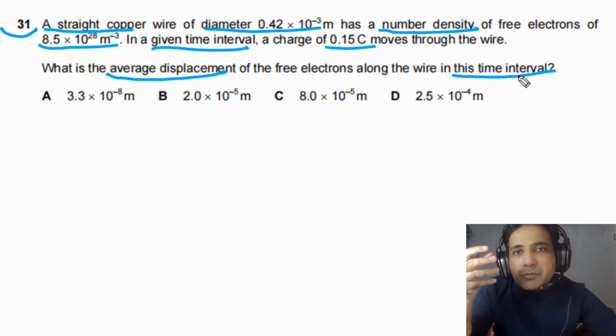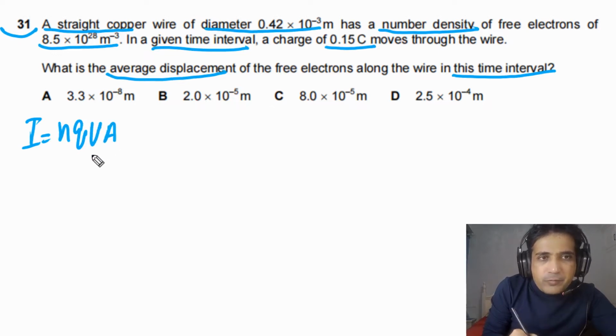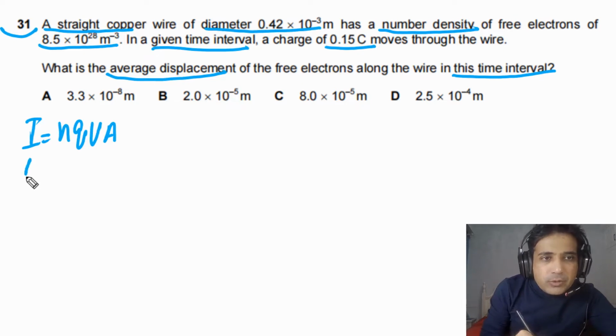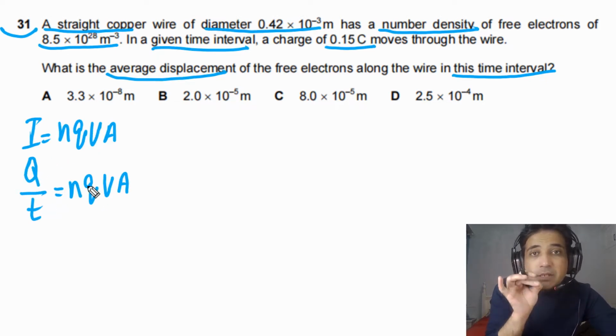This question is simply about the transport equation. The transport equation is I = nqvA. We need to calculate the average displacement in this case. In order to do that, we can replace I with Q over t, and write Q over t is equal to nqvA. Q is the total charge and this q is the charge on a single electron, so you cannot cancel this Q with this q. These are two different Qs.